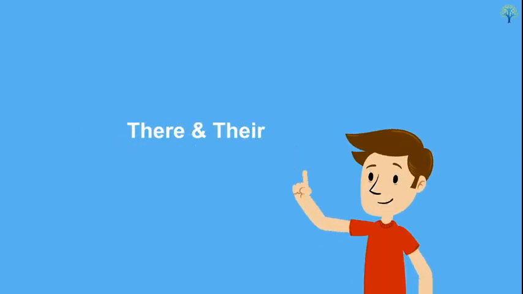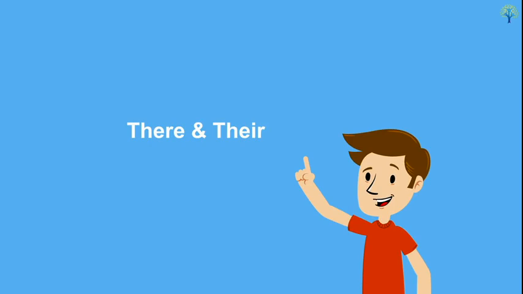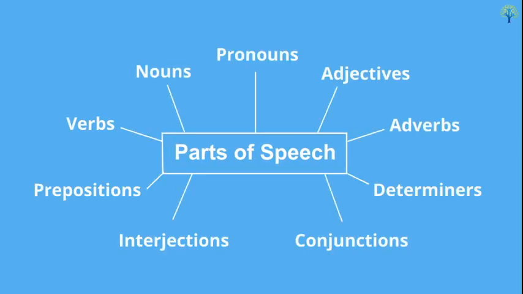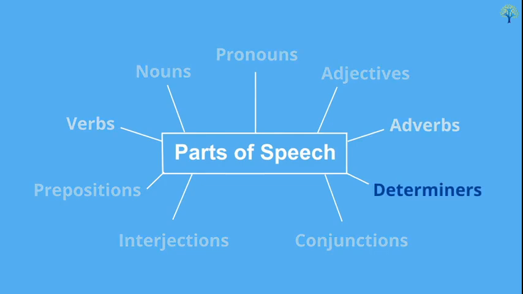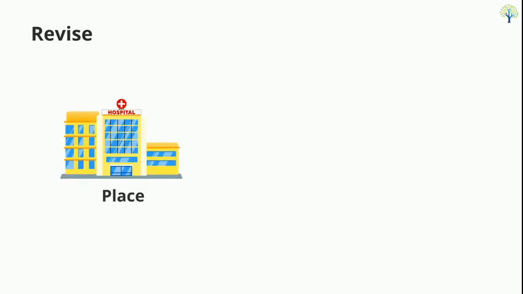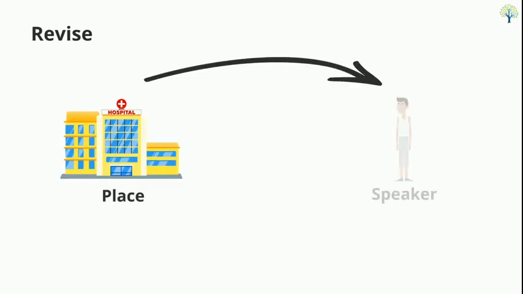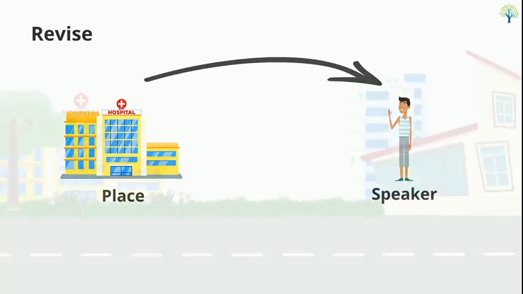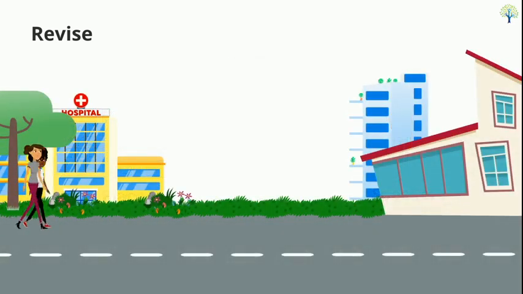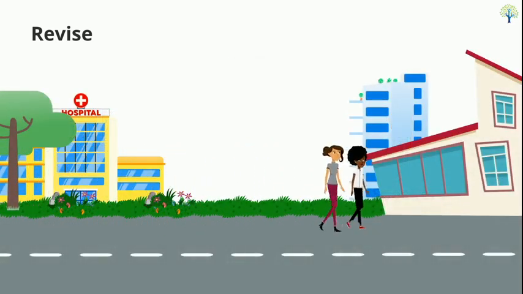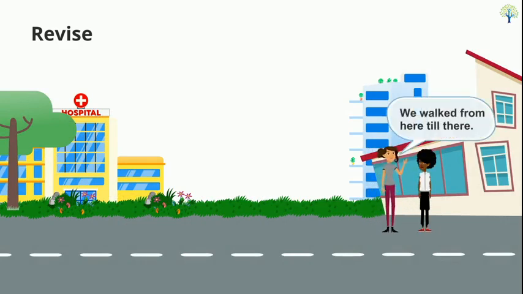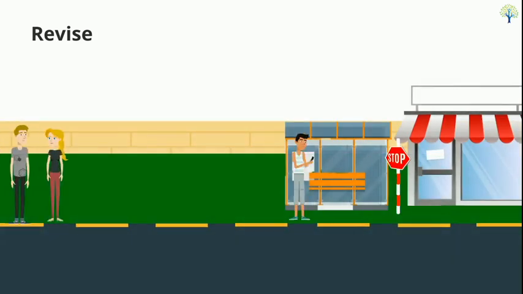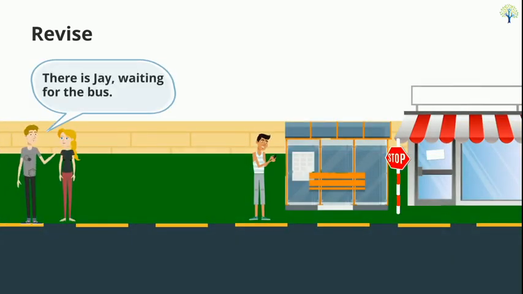In this video, you will learn about how to use there and their. This topic is a part of determiners. As learned earlier, there is used to talk about a place which is far from the speaker. For example, we walked from here till there. Or, there is Jay waiting for the bus.